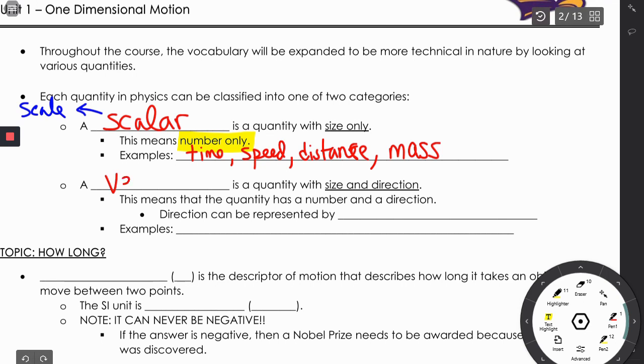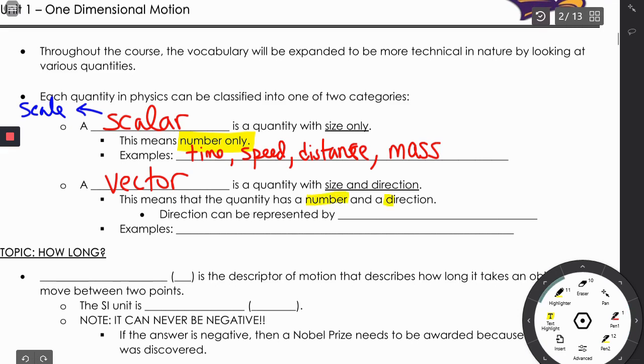Now, on the other side, we have a vector. A vector is a quantity with size and direction. So you're going to have a number and a direction, and this is kind of important. You're going to have to account for both of those when you talk about these values. There are various ways a direction can be represented. One is an arrow, a more pictorial representation of a vector. You can have plus or minus, like positive 5 meters per second, minus 5 meters per second.